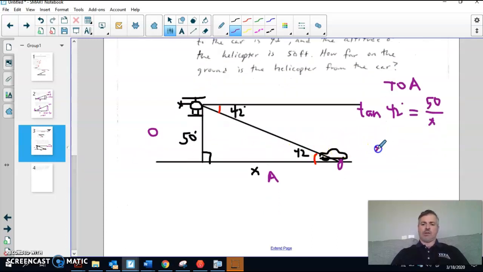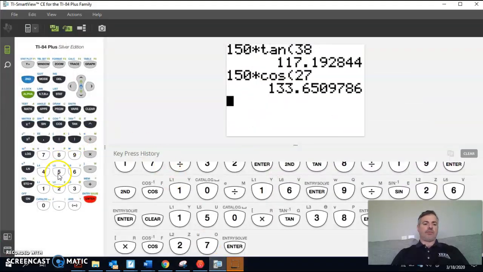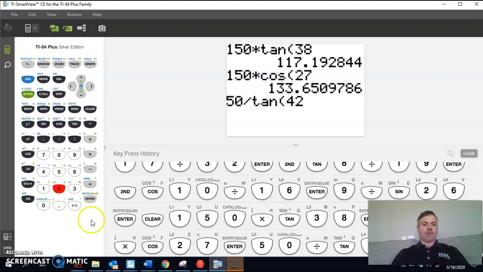X equals 50 over tangent of 42. So next I'm going to go to the calculator and I'm going to have to do 50 divided by tangent of 42 and see what that is. So let's see, 50 divided by tangent of 42. And if I hit enter on that, that gives me 55.5.